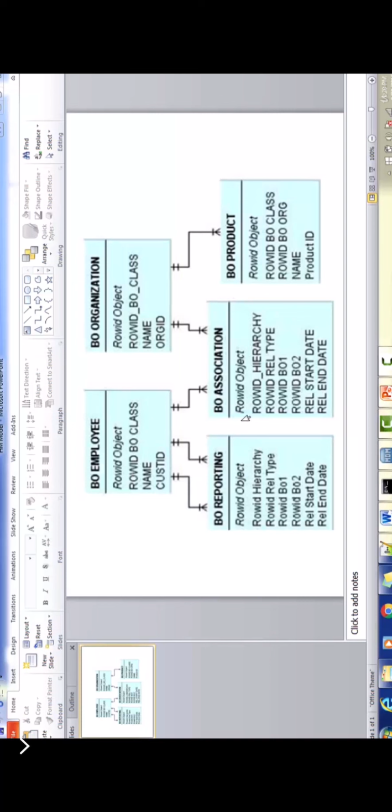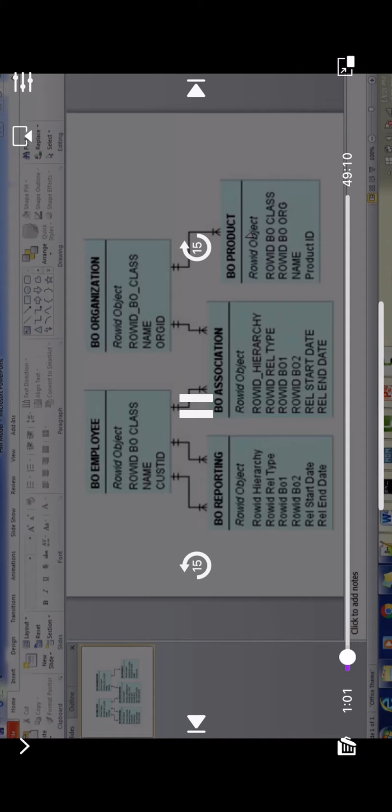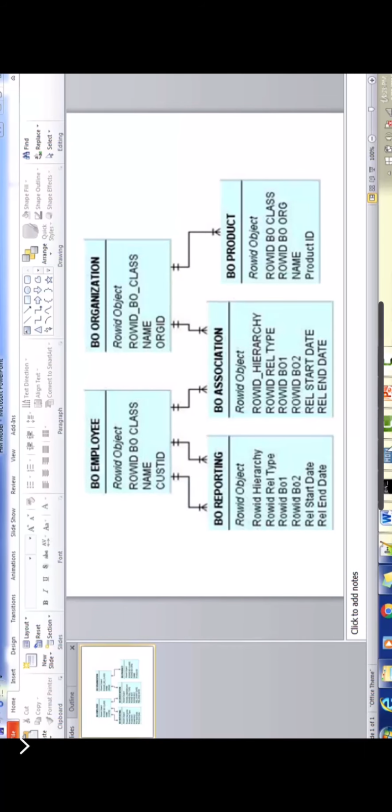So we have two association tables, reporting and association, and we have three entities: BO employee, BO organization, and BO product. Each has business columns, like the name and the customer for the employee, or the employee ID for the employee, name and the organization ID for the organization, name and product ID for the product. So let's start to configure these base objects in the Informatica MDM hub.